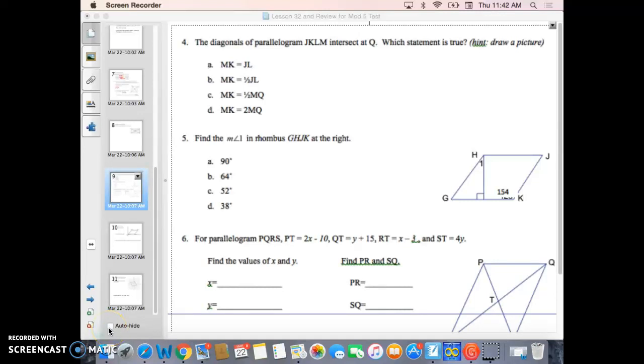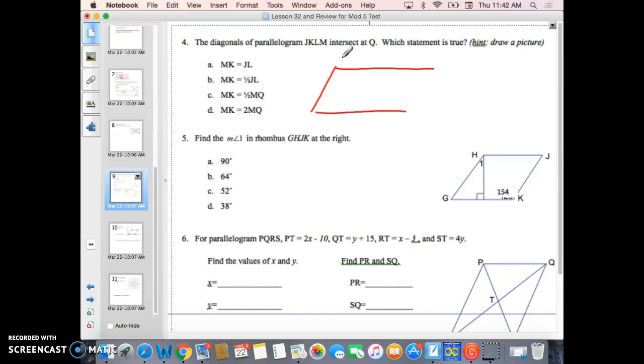All right, here's the second half of the video. Let's see. So it says diagonals of a parallelogram intersect at Q, which statement is true? So it says draw a picture. So I'm going to draw a quick picture. Of course, there we go.